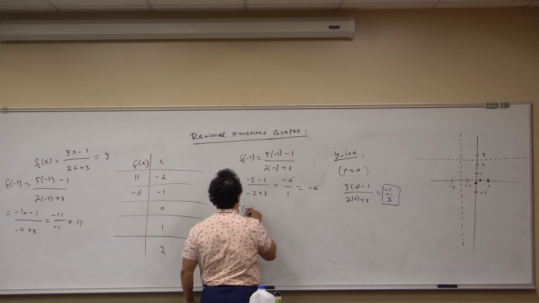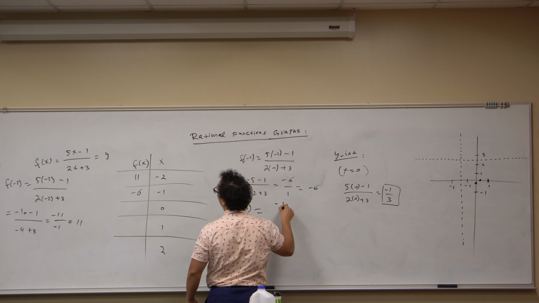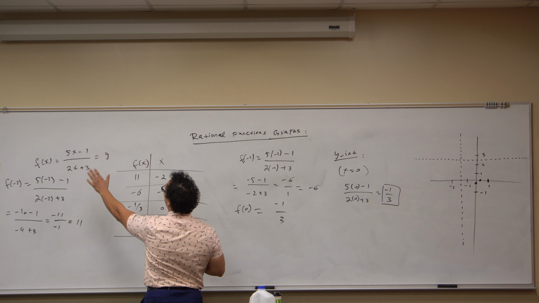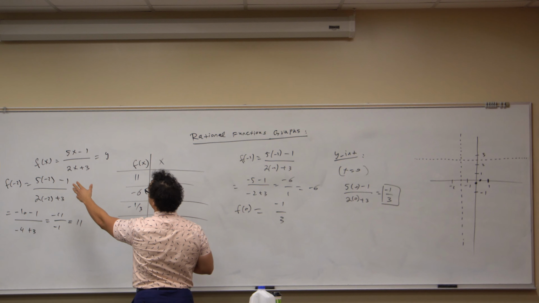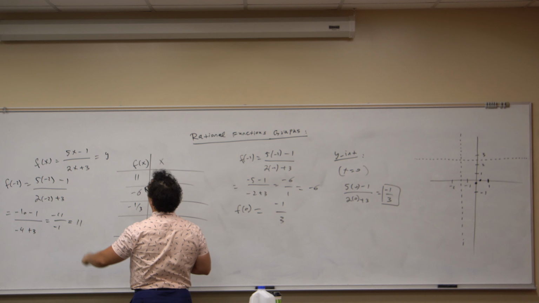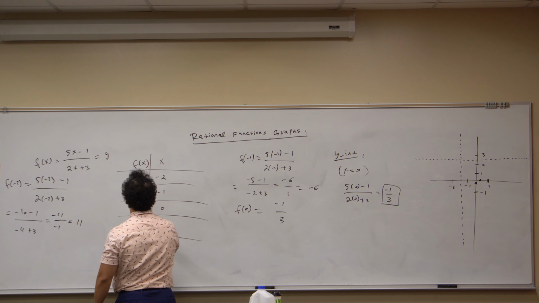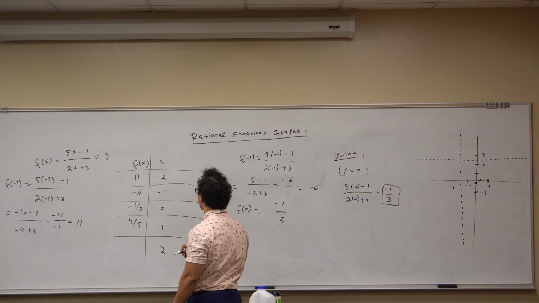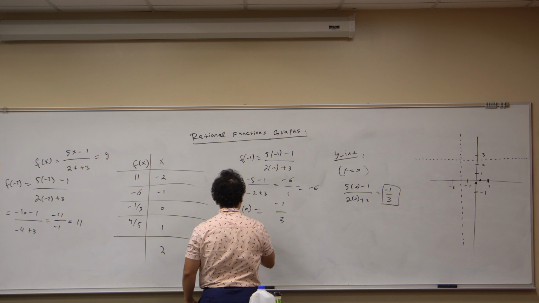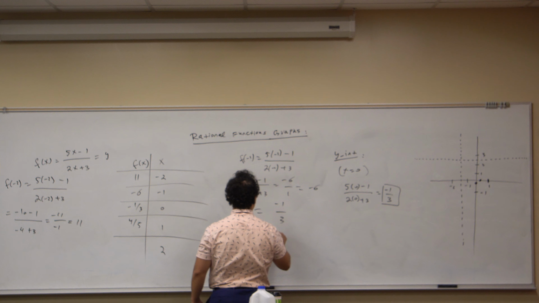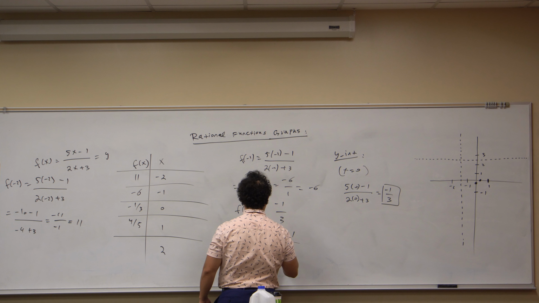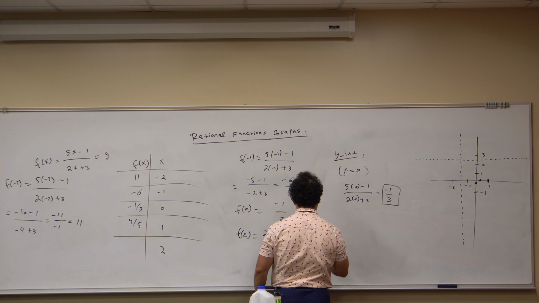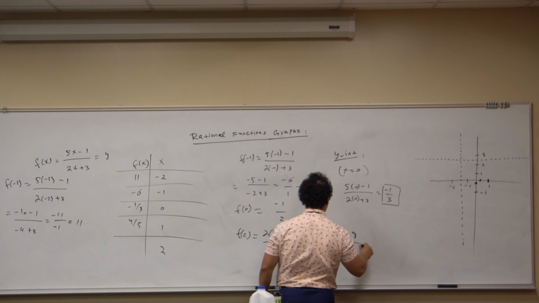What is the function f of 0? Well, that's just negative 1 divided by 3. What is the function at 1? Well, that's just 5 minus 1 divided by 2 plus 3. So that's 4 over 5. Yep, that's 4 over 5. Then what is f of 2? Well, that's 5 times 2 minus 1 divided by 2 times 2 plus 3. This is equal to 10 minus 1 divided by 4 plus 3. This is equal to 9 divided by 7.